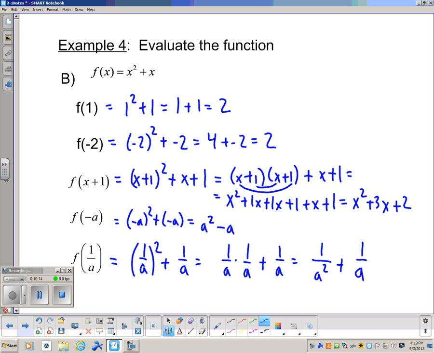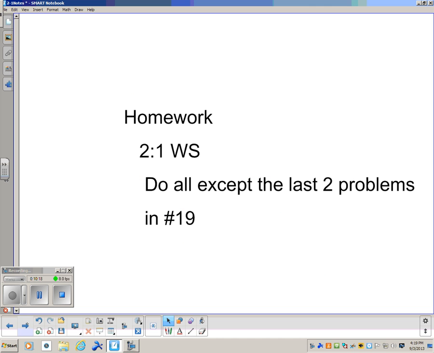So next thing I need you to do is to take out that worksheet, and you're going to work on the 2-1 worksheet. You're going to finish the rest of them up except the last 2 problems in number 19. So in number 19 there, you don't have to do f of x plus 1, and you don't have to do f of x squared plus 2. So do the rest of those, and we are good to go.